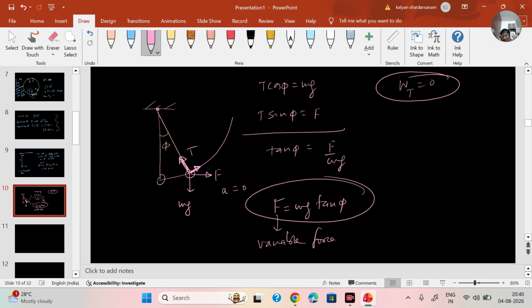So all are there in this example. That's the beauty of this example. It is making all that we have learned right now very clear, all those ideas. So how to get work done by mg?